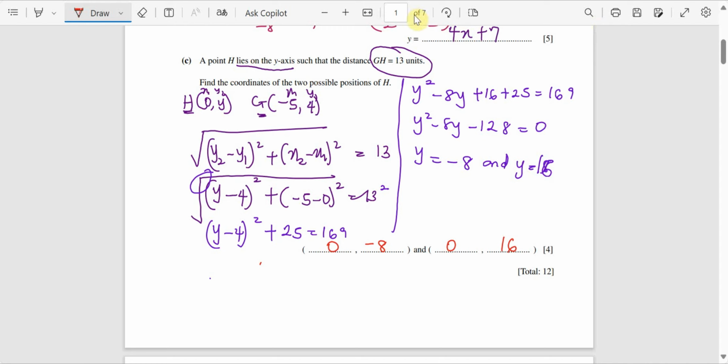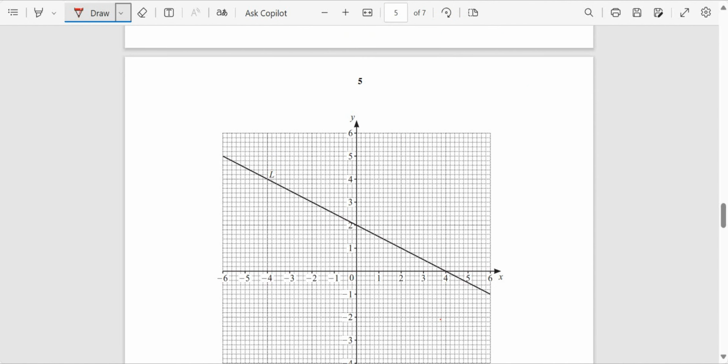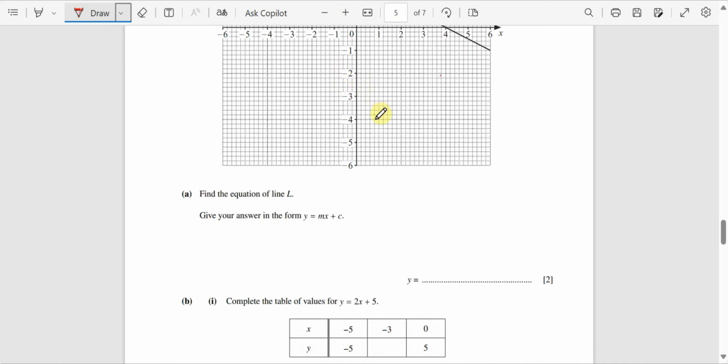Okay. Any question on that? I hope that is clear. You can play it over again. The next question says, find the equation of line L. Give your answer in the form y equals mx plus c.